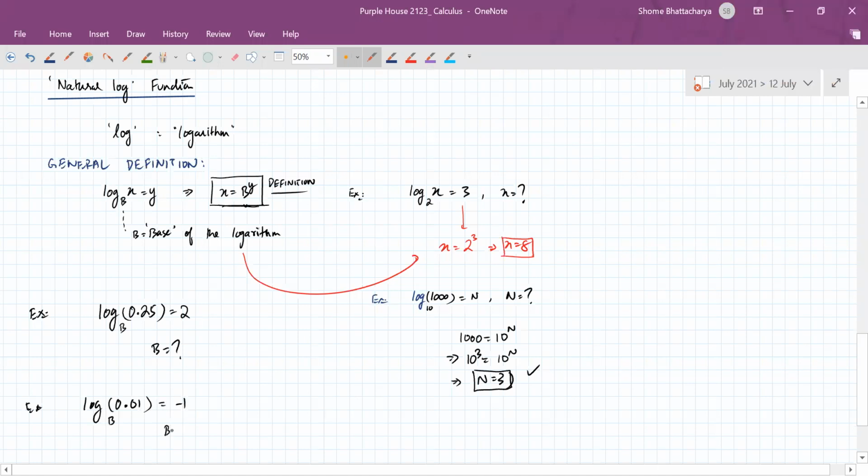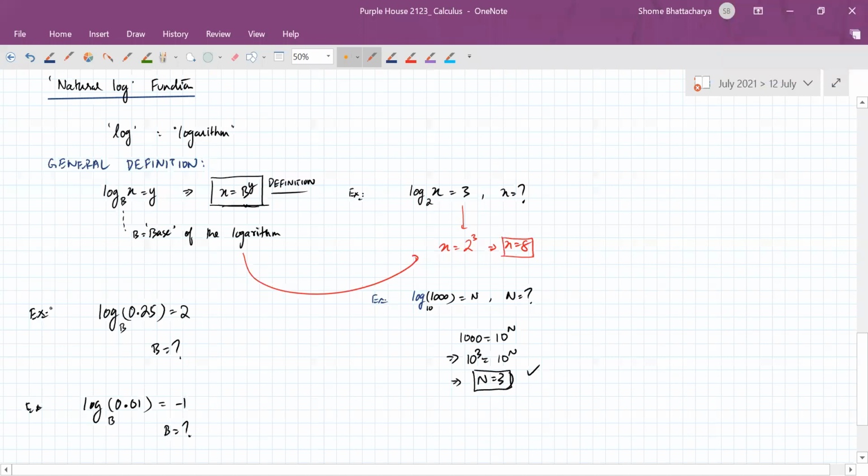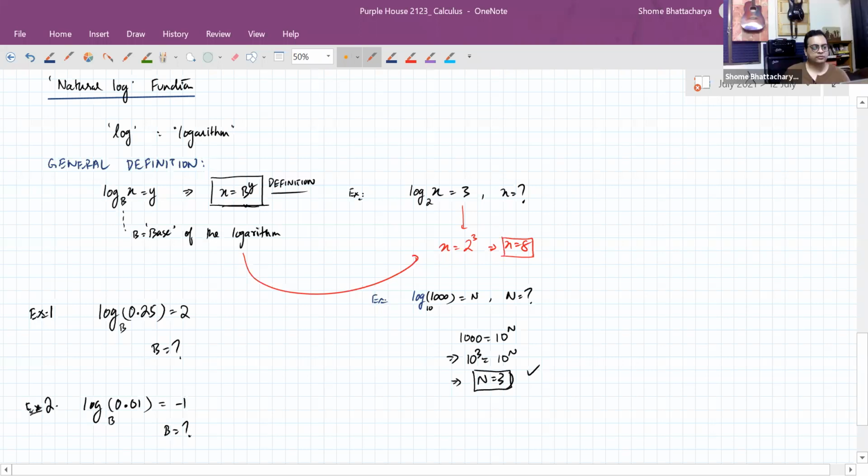So this we have to solve. This is for you to solve now. Just solve this and send me the answer of exercise of example 1 and 2.